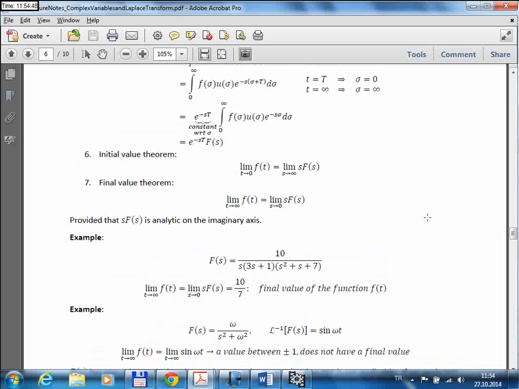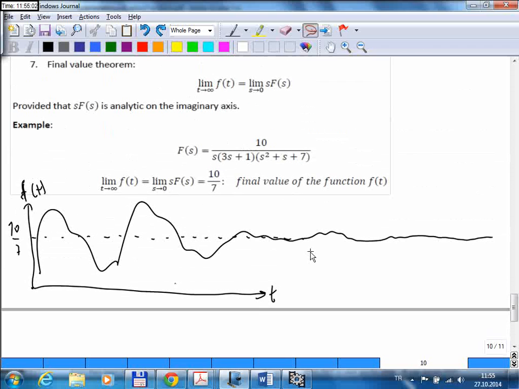Okay, but there's this important note about the final value theorem. The function should be analytic on the imaginary axis. In fact, this s times F of s should be analytic on the imaginary axis. So if you look at this function, you multiply this with s, and this s term here disappears, and we're left with this part. And it is analytic on the imaginary axis, right?